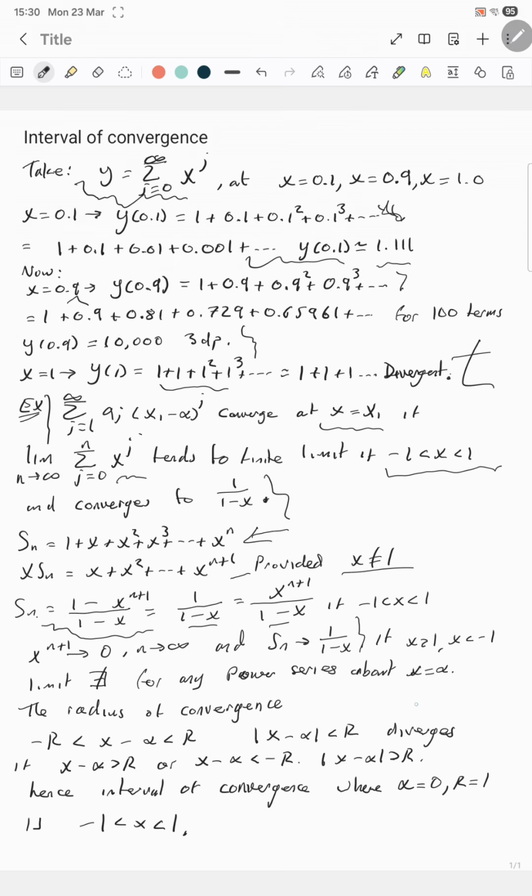So if x is greater than 1 or x is less than -1, the limit does not exist for any power series about x equals alpha. The radius of convergence is thus here, or in absolute value terms, is given here. So it diverges if x minus alpha is greater than r, or x minus alpha is less than minus r, which is this. Hence the interval of convergence, where alpha equals 0 and r equals 1, is this.